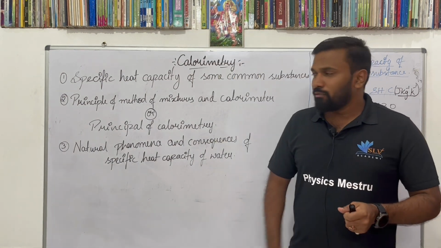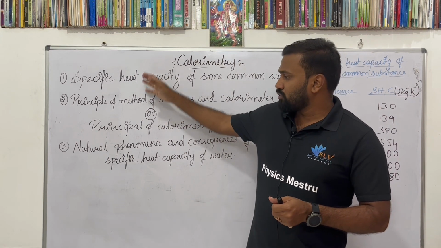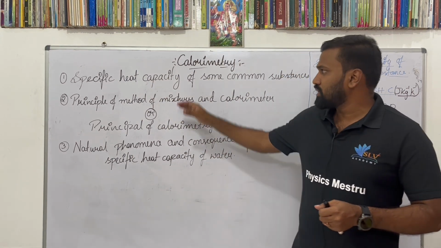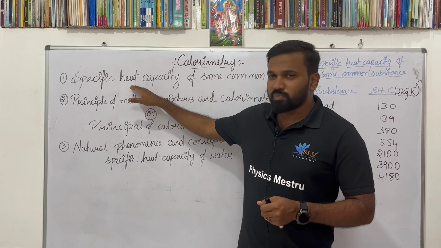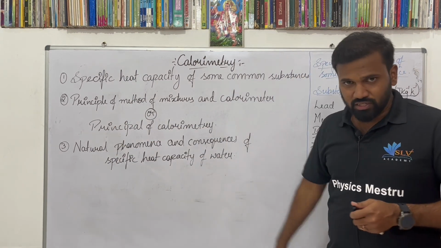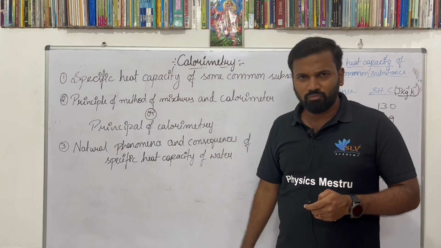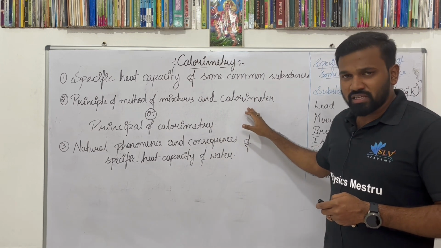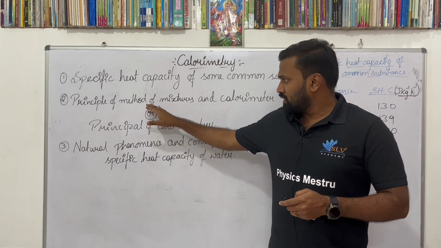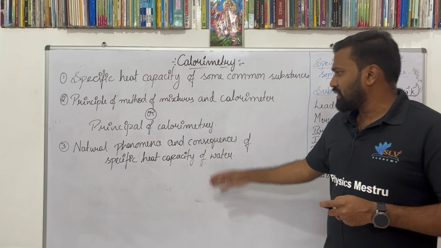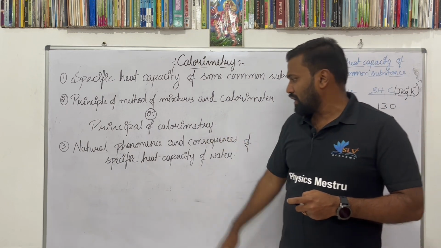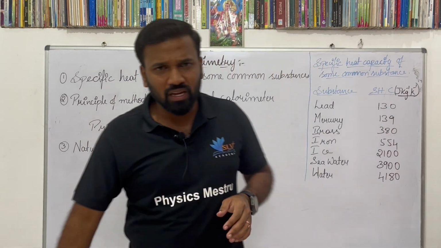In today's class we will be discussing three important concepts. One of those is specific heat capacity of some common substances, then principle of method of mixtures and the device calorimeter, which is also called the principle of calorimetry, and then we will be studying natural phenomena and consequences of specific heat capacity.